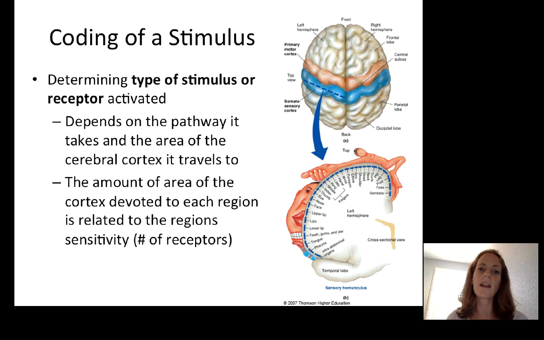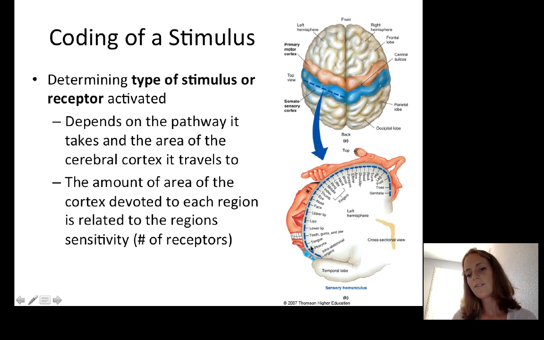This gets to the coding of a stimulus, which is how the central nervous system knows what the stimulus is and where it has been activated. It's going to follow these pathways and follow the circuitry to know that. So it's going to depend on the pathway and the areas that it travels to. It will also relate to sensitivity, based on how much of any one area of the brain is devoted to a particular region of the body or a particular sensation.